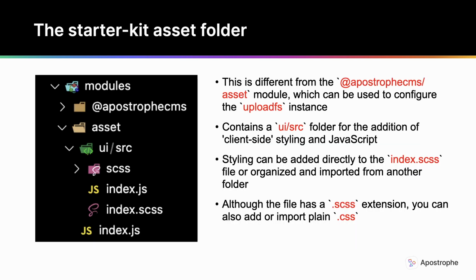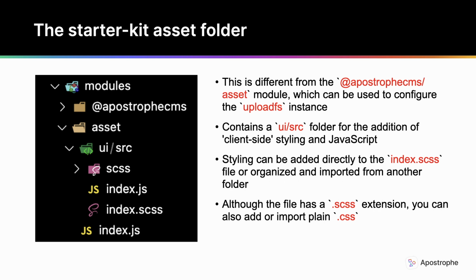Our main interest for this tutorial is the ui/src folder. Any number of modules can have this folder, and the two index files in this folder will be auto-discovered during the Webpack build and added to the front-end asset bundles. The assets will be added to the bundle in the order that the modules are registered in the app.js file. This can be important for correct cascading of styles.